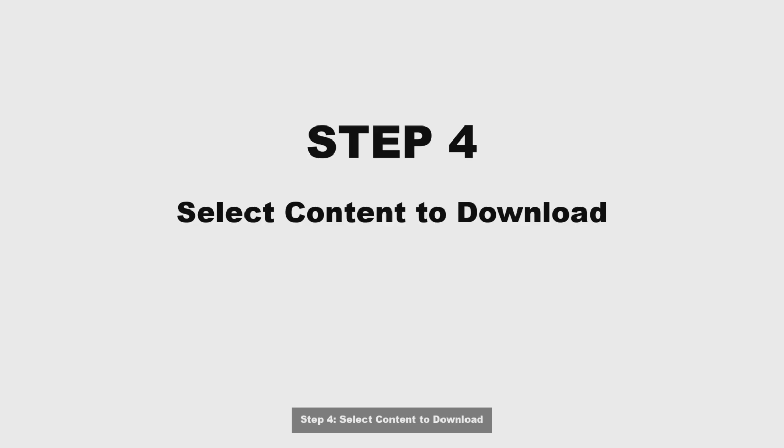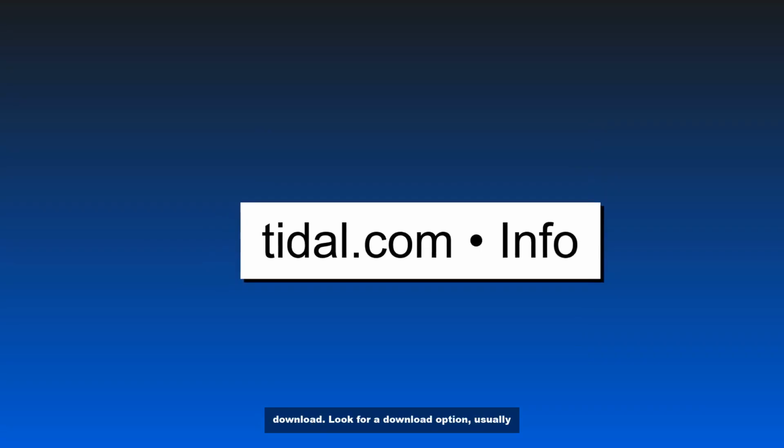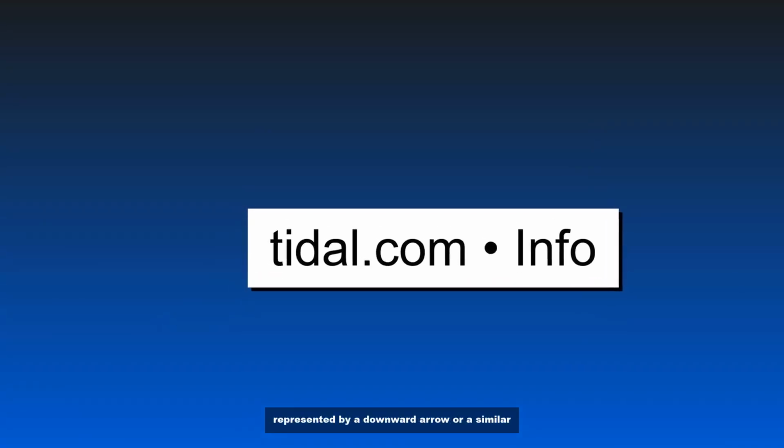Step 4. Select content to download. Browse through your library and choose the songs, albums, or playlists you wish to download. Look for a download option, usually represented by a downward arrow or a similar icon.